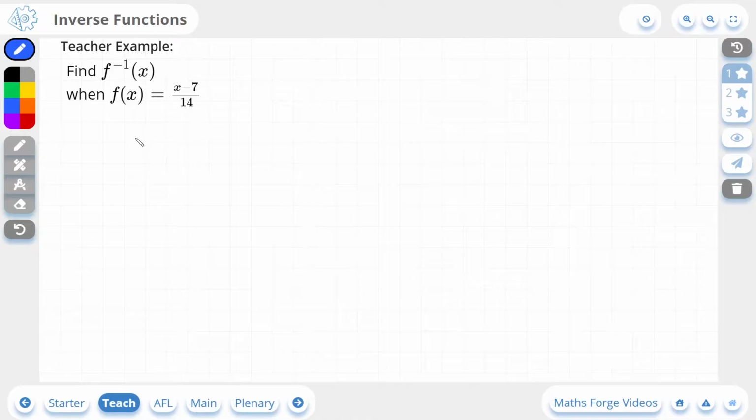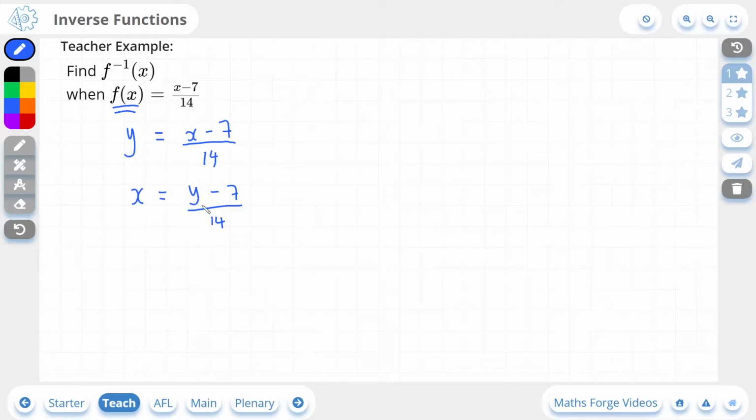How is this done? Well, there's a few steps to this. The first step is to replace your f of x in the function with a y. The next step is to swap the positions of y and x. And that looks like this. X is equal to y minus 7 over 14. Notice how all of the other terms stay exactly as they are. We've just swapped the positions for y and x.